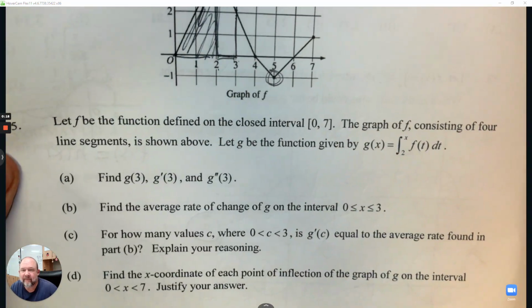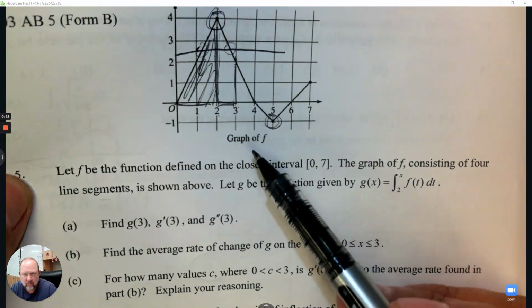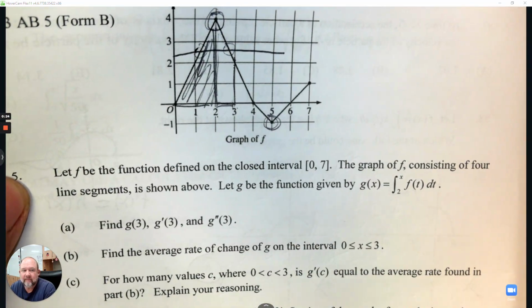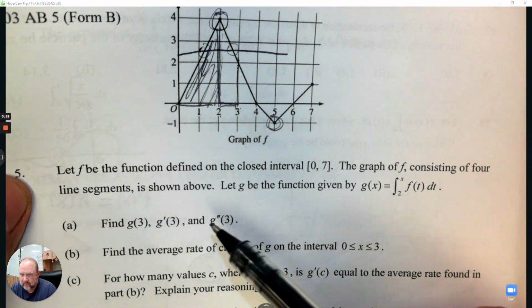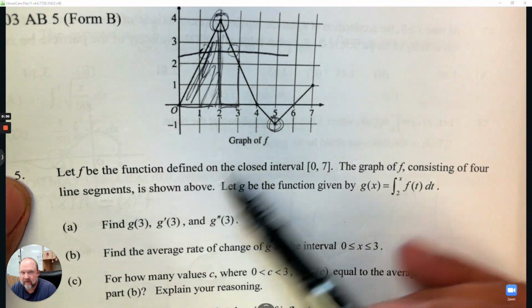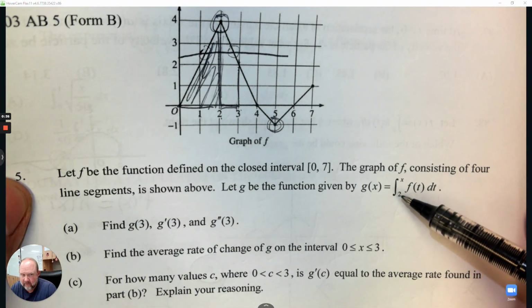In number 5, let f be the function given here. I've already kind of worked at it a little bit. And it says answer some of these questions. These are really good questions for you to be able to do because some people are struggling with this. What's g at 3? Plug in 3 for x. And so what does that mean? Find the area from 2 to 3.